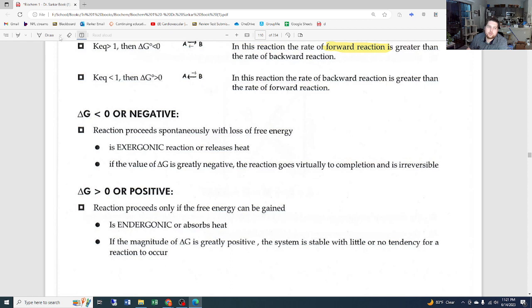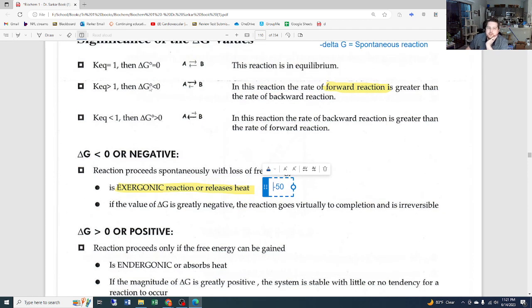Okay, and now we're going to get into what I was talking about before. If delta G is less than 0 or negative, it is an exergonic reaction or releases heat. If the value of delta G is greatly negative, the reaction goes virtually to completion and is irreversible. So if we have a really big negative number, like a negative 200 for our delta G, huge number, I think the cutoff is about 50 if I remember correctly. That means all of our reactants are becoming products. Okay, it's all going to the other side.